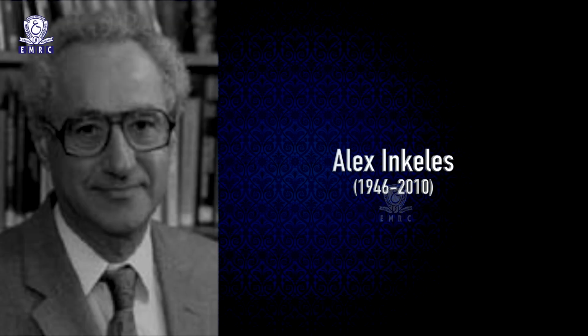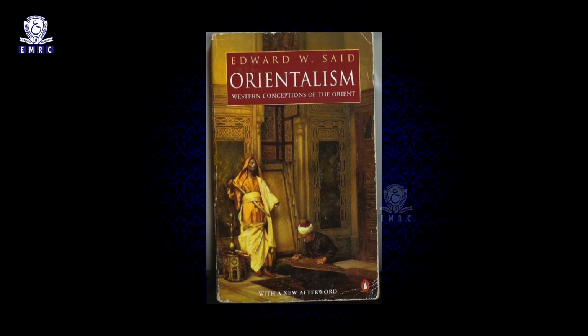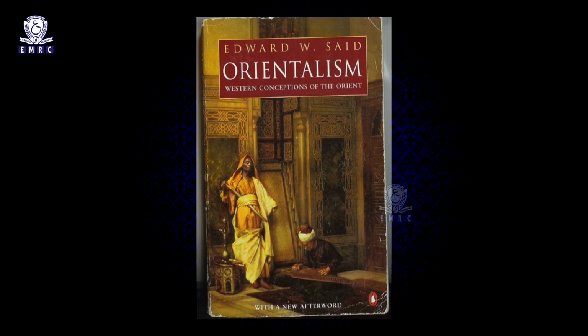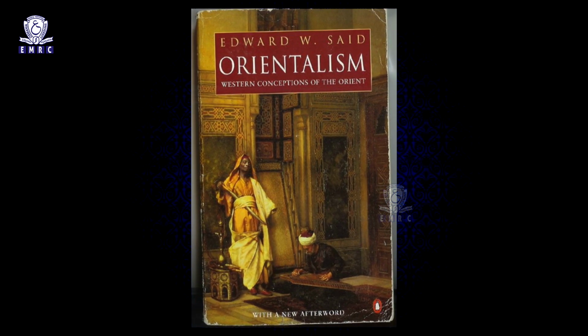Alex Inkeles, the American sociologist, in his popular book Becoming Modern, published in 1974, similarly creates a model of modern personality which needs to be independent, active, interested in cultural matters, open to new experiences, rational and able to create long-term plans for the future. Edward Said's Orientalism interprets modernization from the point of view of societies that are quickly and radically transformed.